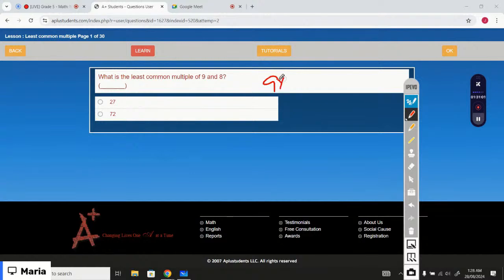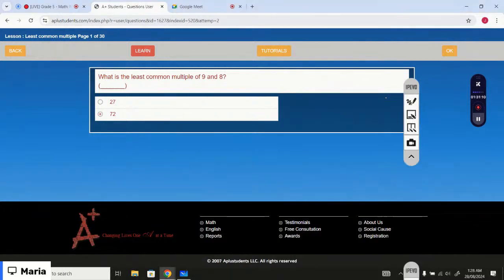If they have a common factor, then that would be very easy, but they don't. So you simply have to multiply them. That is 9 times 8. The correct option is 72. Got it? That is another way, the easier way.